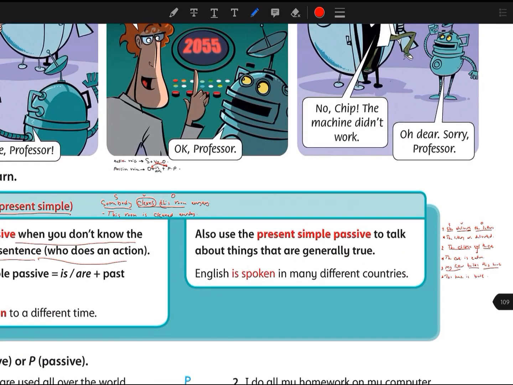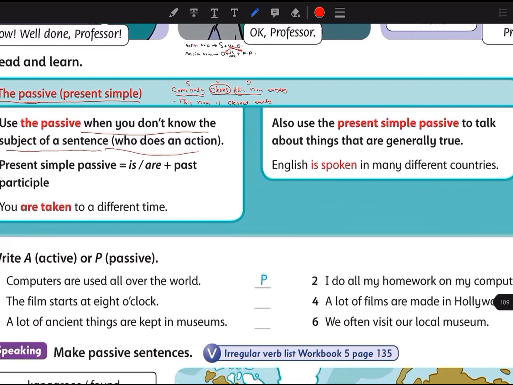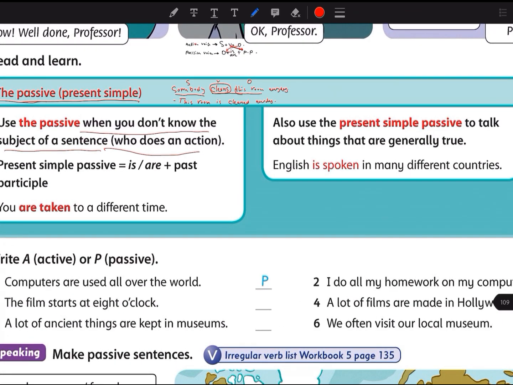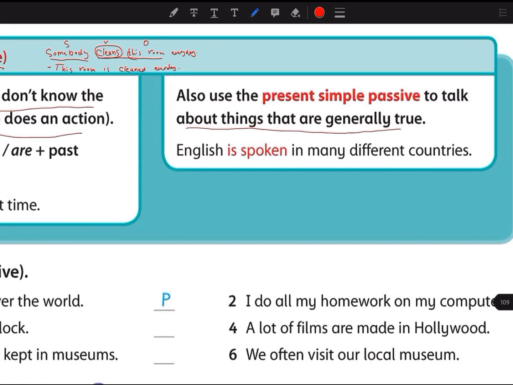Also, we use the present simple passive to talk about things that are generally true. Something is true, we can't deny it. For example, English is spoken in many different countries. It is a general truth that English is spoken in many different countries. We use this sentence in passive form.